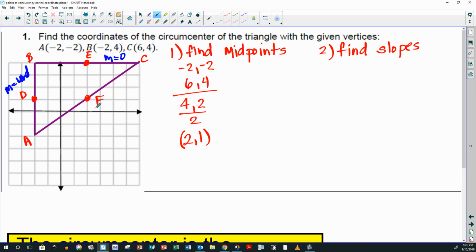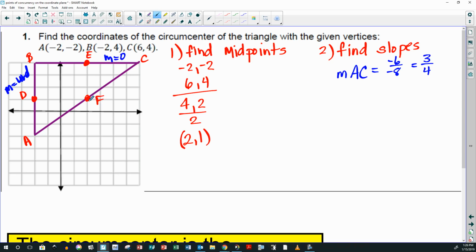AC, well, the slope, count it. 1, 2, 3, 4, 5, 6. 1, 2, 3, 4, 5, 6, 7, 8. So the slope of AC is to go down 6 and go backwards 8, which is 3/4. Okay, are you ready?